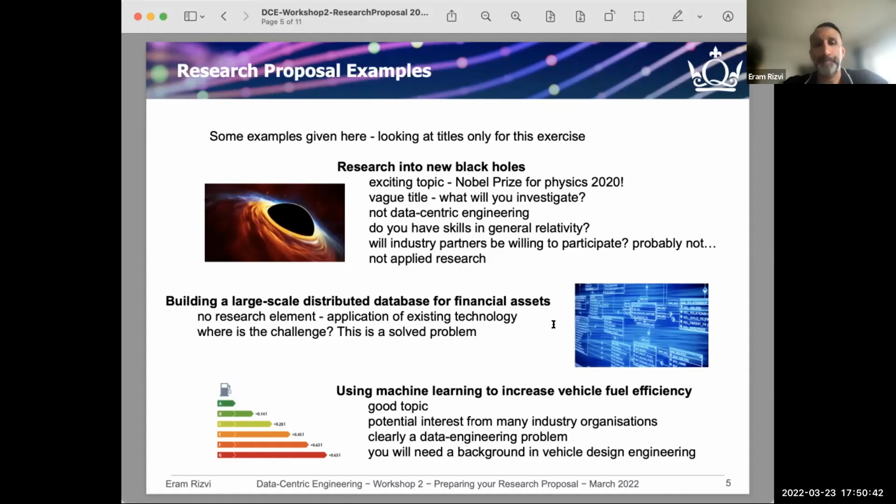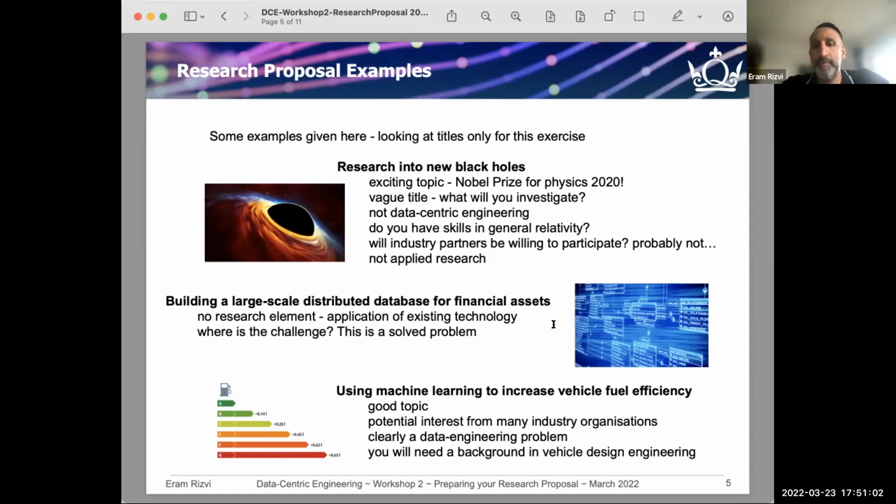The next one has the title, Building a Large-Scale Distributed Database for Financial Assets. Okay, now that's got a very clear title. I think I understand what that proposal is going to be about and what it aims to do. However, the big problem here is that there's no research element.